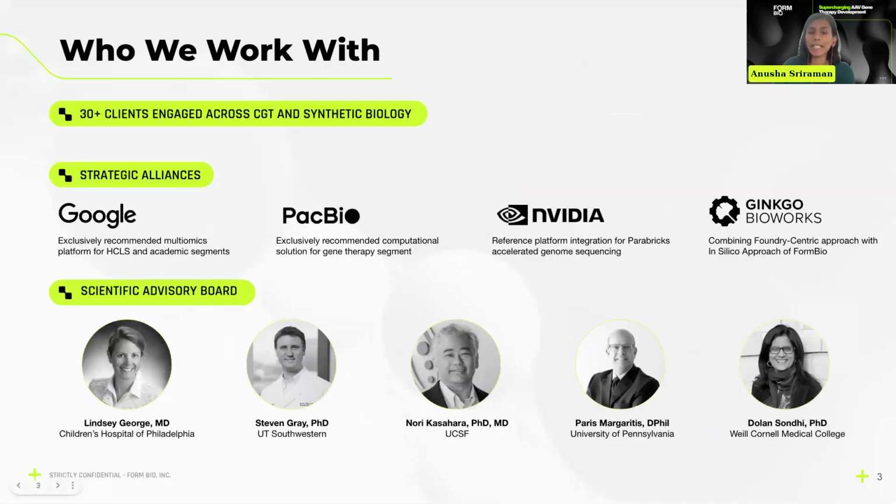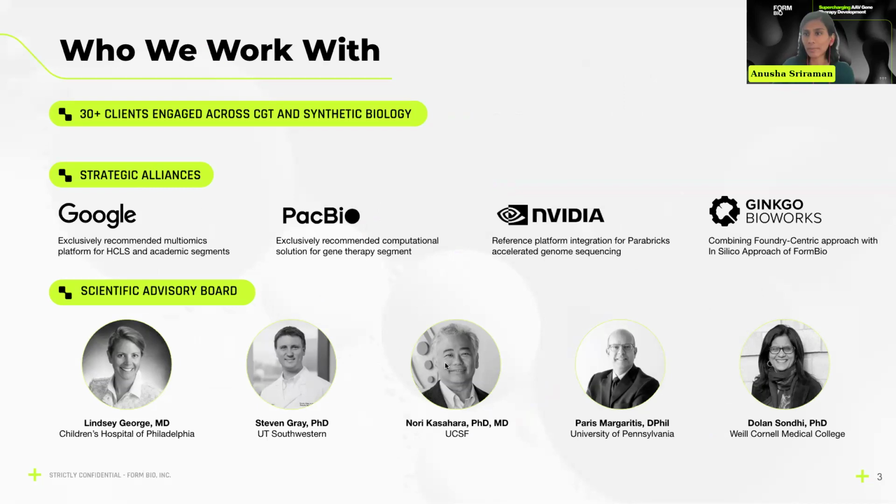We're engaged with many leading companies in the CGT and AI space, including academic and commercial partners. We have a variety of strategic alliances, including Google as their exclusive partner for HCLS bioinformatics platform, as well as PacBio as their HiFi sequencing partner, and Ginkgo Bioworks for AAV gene therapy design and development.